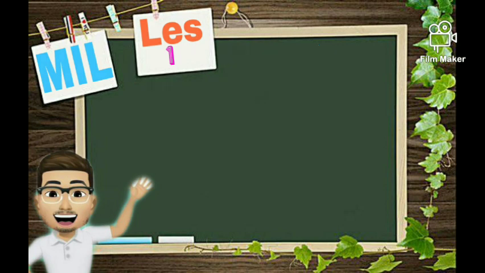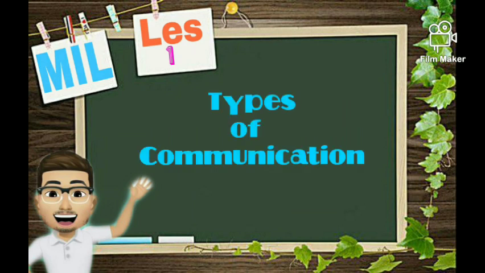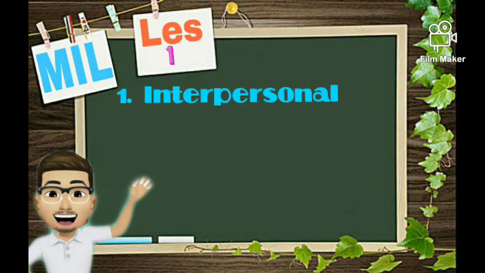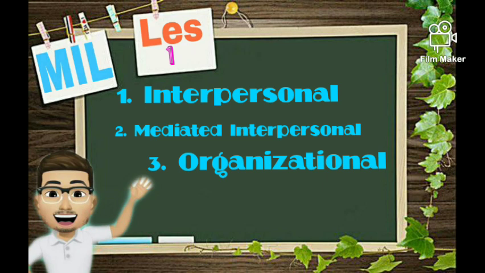So communication is divided into several types. In oral communication in context, we knew that communication is divided into three types or two types basically. We have the interpersonal and intrapersonal communication. But in media and information literacy, we're going to focus on these types of communication. So the first one is interpersonal communication. It will be followed by mediated interpersonal communication and organizational communication.